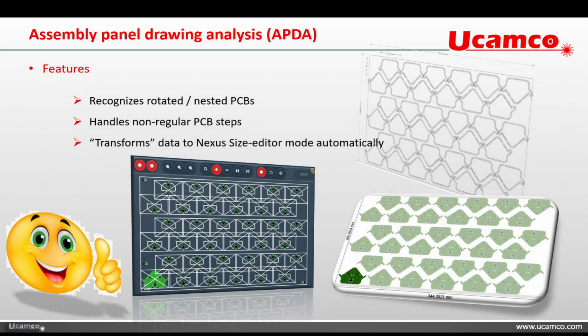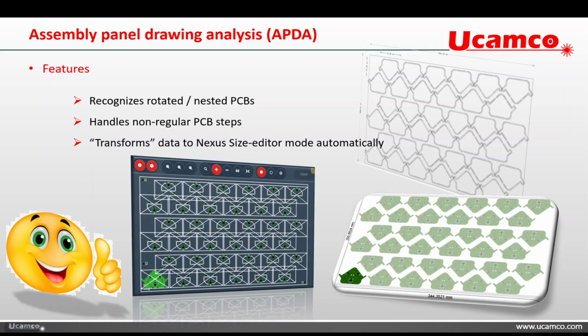But not only that, as you will see in the next slide, it's also designed to recognize and pick up rotated and nested PCBs. As you can see here, the example, which is also live in the application in a minute, you will see it there as well. It's a sort of cooking pot, which is 180 degrees rotated. The module also handles non-regular PCB steps, for which there is also an example, which we can look at live in the queue.